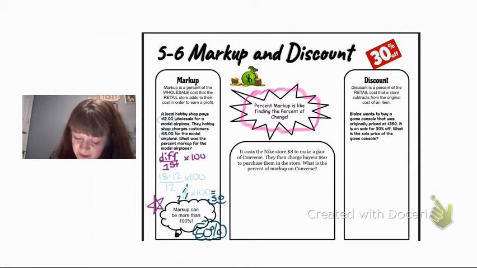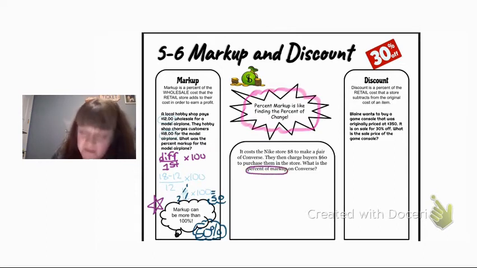That makes sense. They bought it for $12 and marked it up 6. 6 is half of 12. So 6 is 50% of 12. So that's a 50% markup. Okay, next example. It cost the Nike store $8 to make a pair of Converse. They then charge buyers $60 to purchase them in the store. What is the percent of markup on Converse?